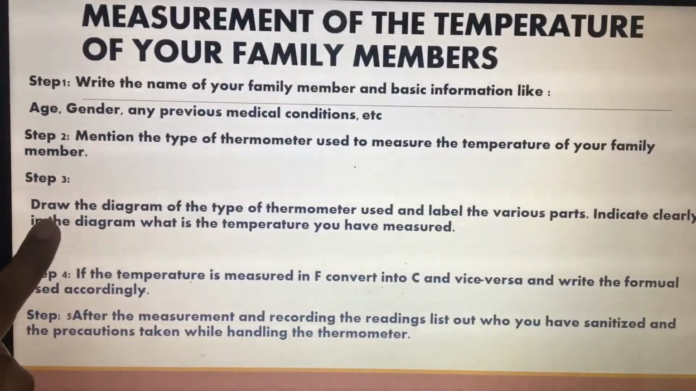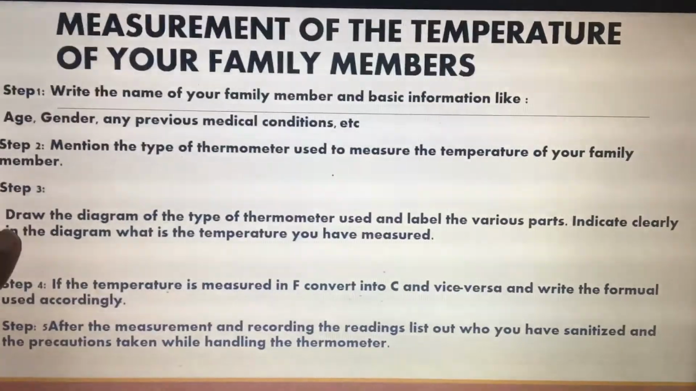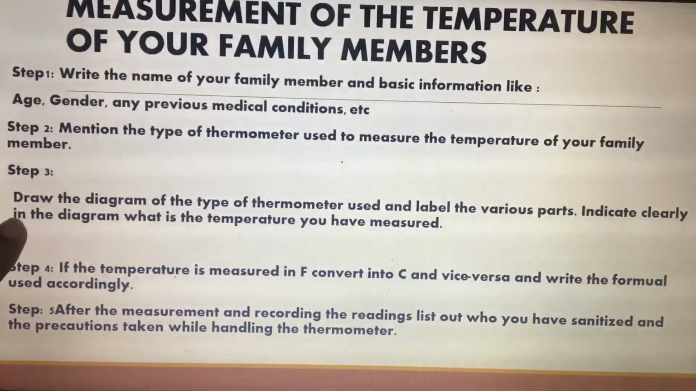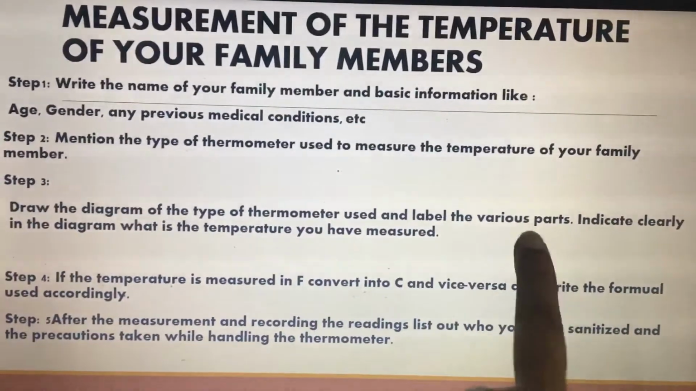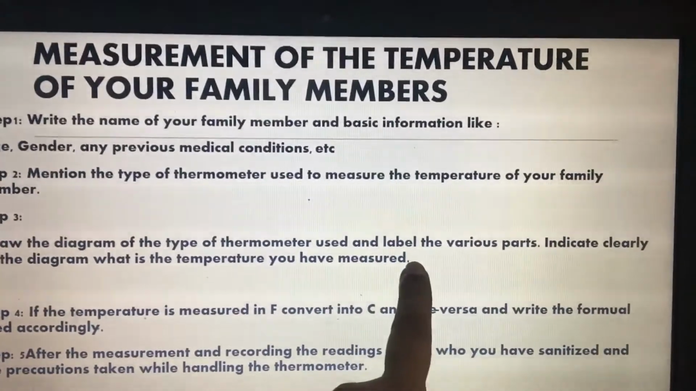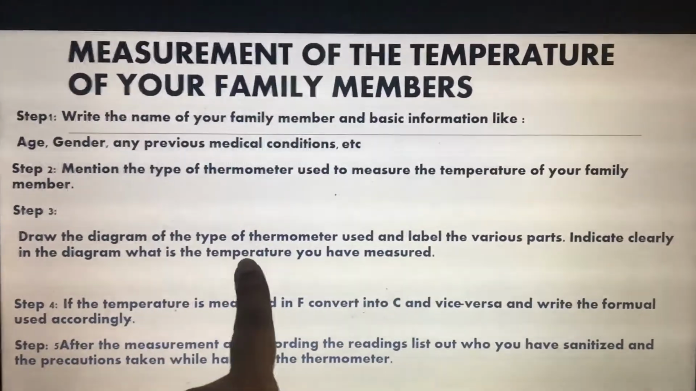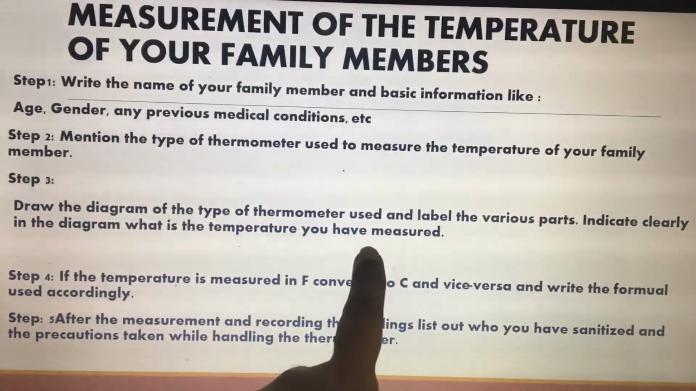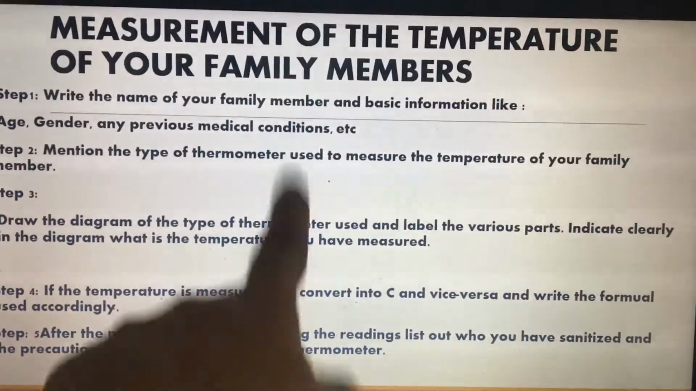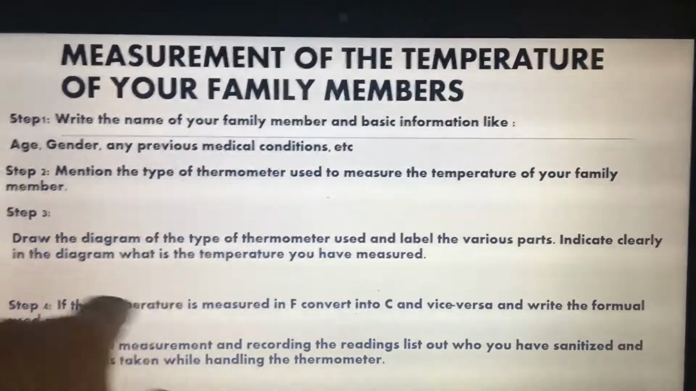The third one is, you will draw that particular thermometer. For example, if it's a clinical thermometer, you all know what the different parts are. You can label them by now, right? And you can clearly indicate in the diagram what temperature you have recorded. I told you how to calibrate, isn't it? In two different scales, right?